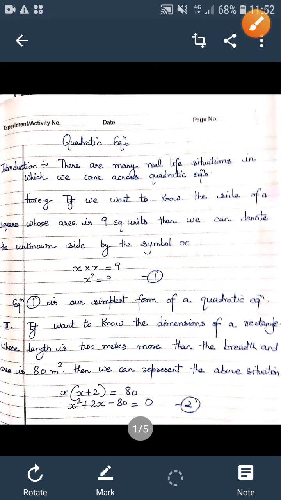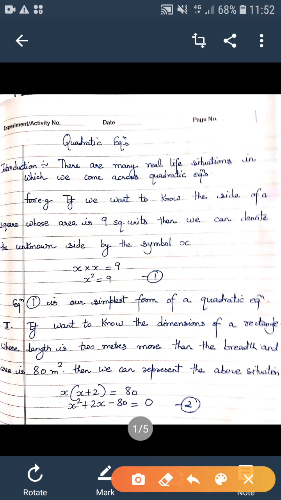Dear students, today we will be studying quadratic equations. Now, what are quadratic equations and how do they arise? See, there are many real life situations in which we come across quadratic equations. Let us take one example.